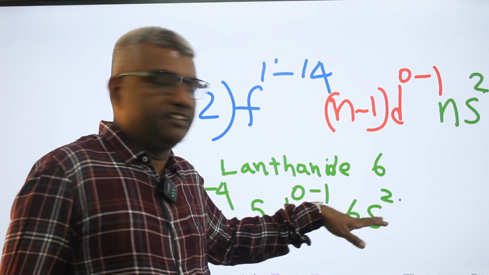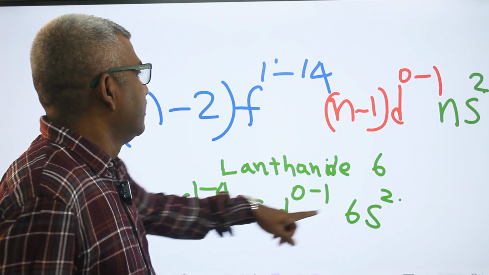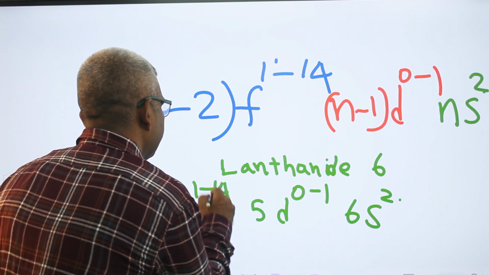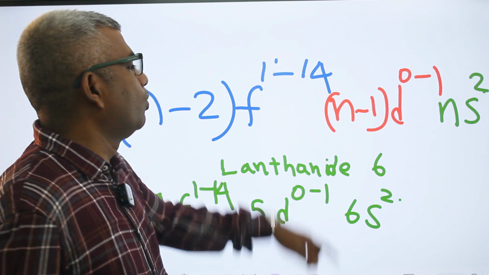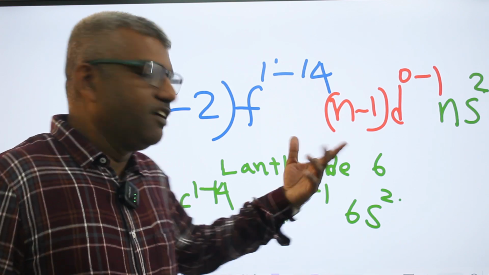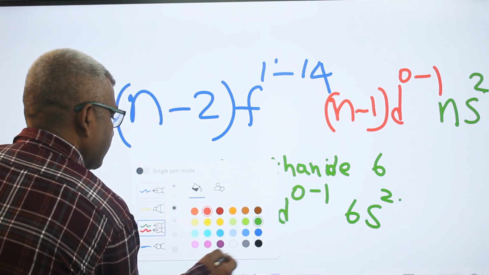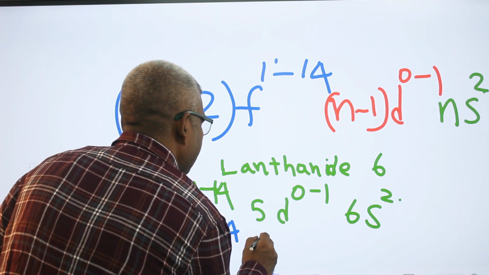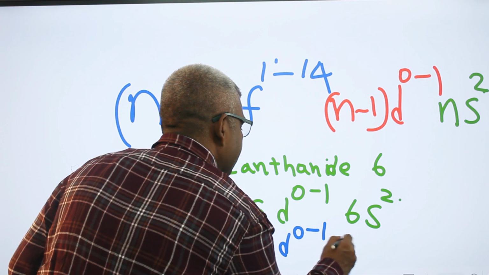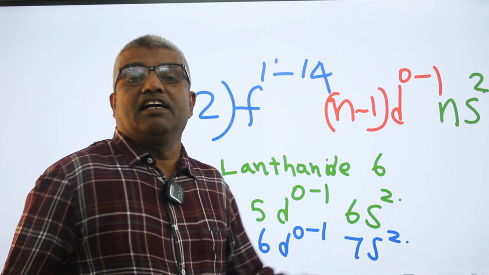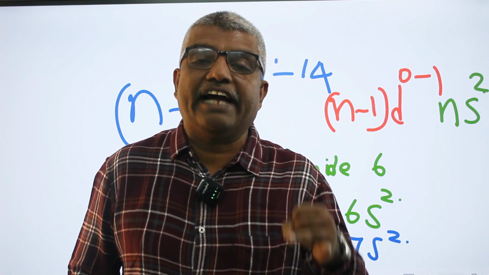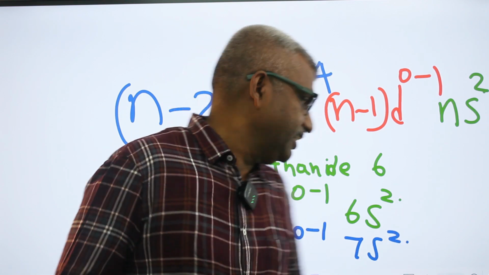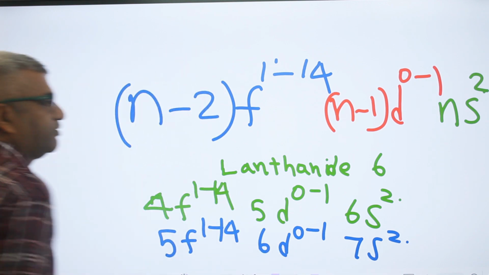Lanthanides are sixth period, so n is 6. So n-2 is 6 minus 2, which is 4: 4f 1 to 14, 5d 0 to 1, and 6s2. For actinides, 5f 1 to 14, 6d 0 to 1, 7s2. Lanthanides are in the sixth period, actinides are in the seventh period, but both are in the third group. Note this down.